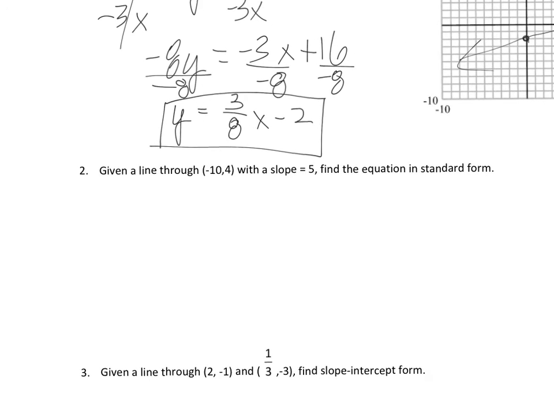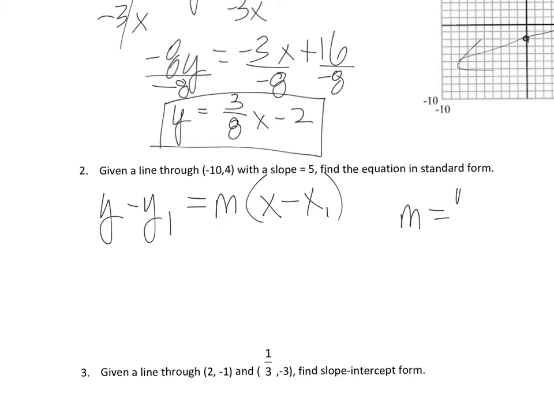Okay, given a point and a slope, find the equation in standard form. Well, if we're given a point and a slope, it makes sense to use slope-intercept, but we can also use point-slope, which looks like this. You can put that maybe on the first page if you want. Sorry, I didn't have it there. Just a side note, that simply comes from the slope formula. So I'll just quickly go through this.